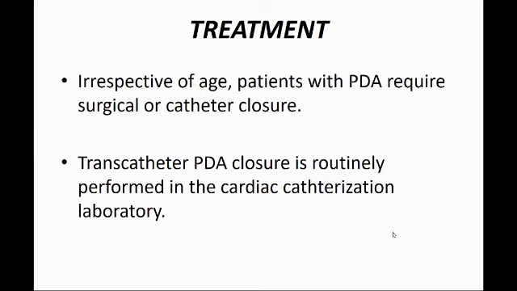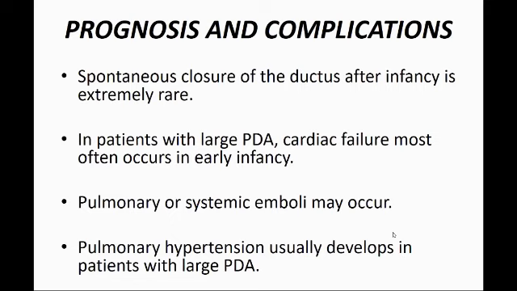And what about the prognosis and complications of PDA? Spontaneous closure of the ductus after infancy is extremely rare. That's why we have to go for catheter, surgical or device closure. In patients with large PDA, cardiac failure most often occurs in early infancy. And when they are in cardiac failure, their growth is affected and they fail to thrive. Pulmonary or systemic emboli may be a complication of PDA. Pulmonary hypertension usually develops in patients with large PDA.